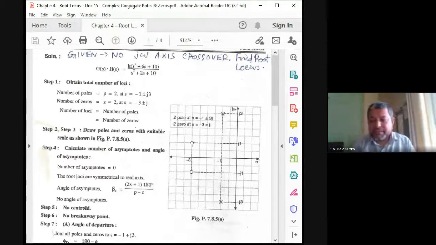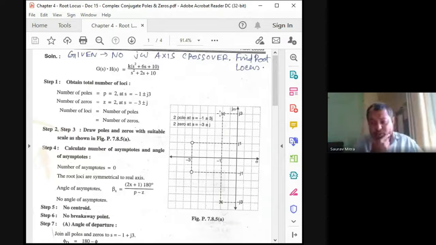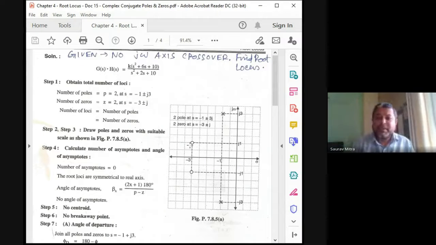What is that? Finding the angle of arrival at these two zeros and calculating the angle of departure from these two poles. That means you have to find out the angle of departure from the pole -1 + 3j, and the angle of arrival at the zero -3 + j. That is one angle of arrival calculation and one angle of departure calculation you have to do. Only two calculations and this numerical is over. Though the process of calculating angle of arrival and angle of departure is a little critical, in this numerical you have to do very little work.